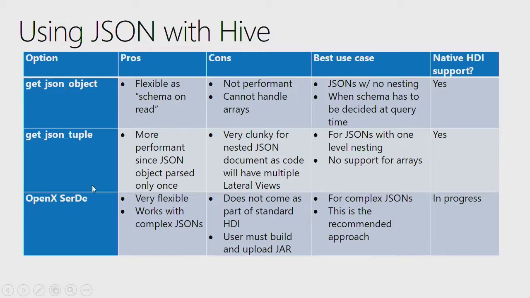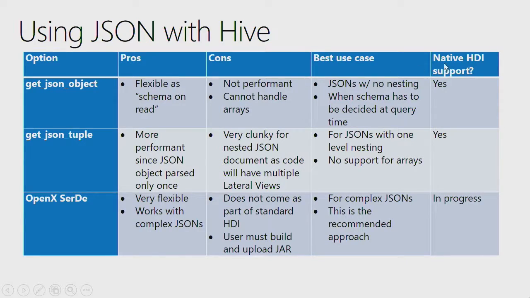So how does this work? Like I mentioned, the first two, get_json_object and json_tuple, are available out of the box in Hive, but the third one you have to install. Let's look at each one of these and see what the pros and cons are. For get_json_object, it's flexible as it's schema on read. However, it's not very performant and it cannot handle arrays. So if you have a very simple JSON with no nesting, or you want to do it ad hoc, you should use get_json_object.